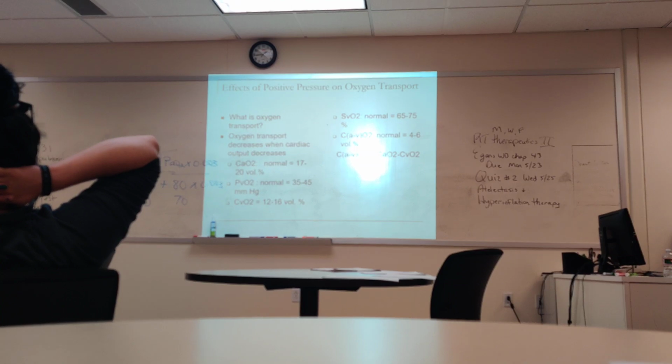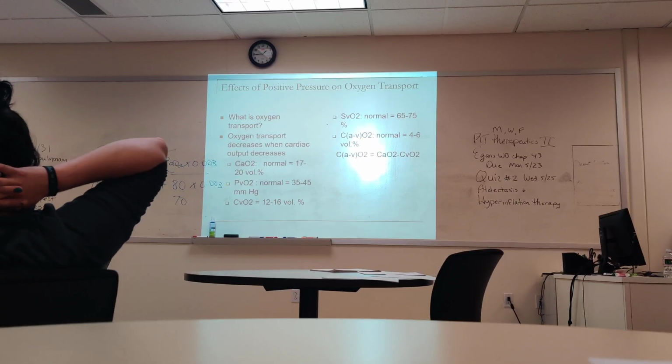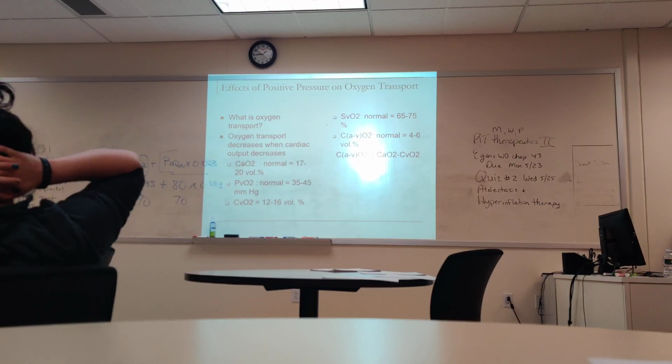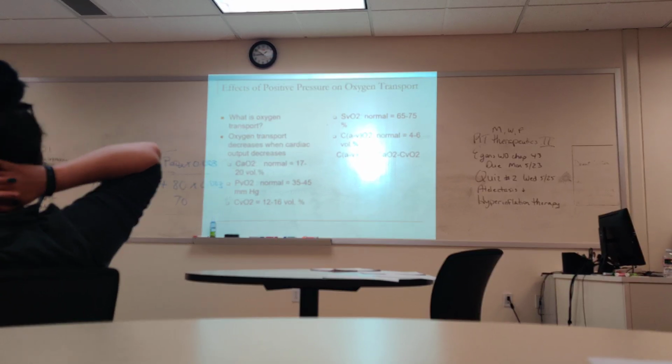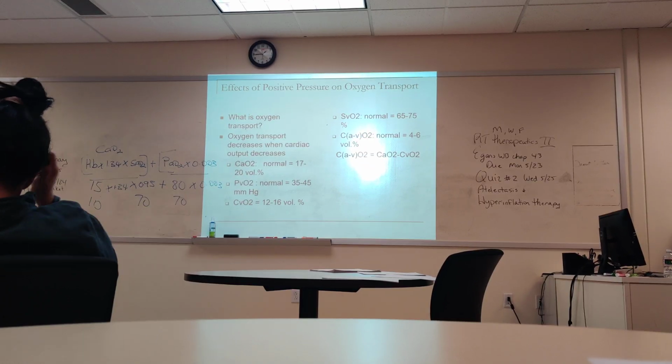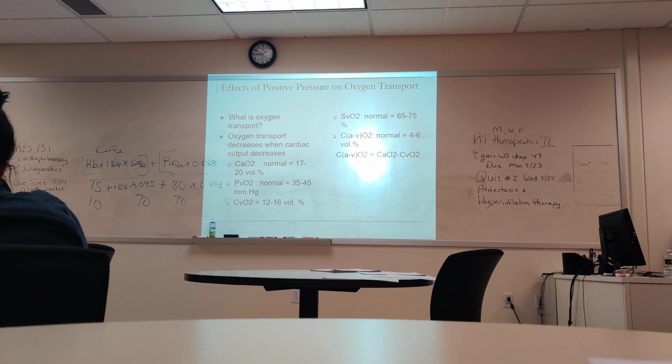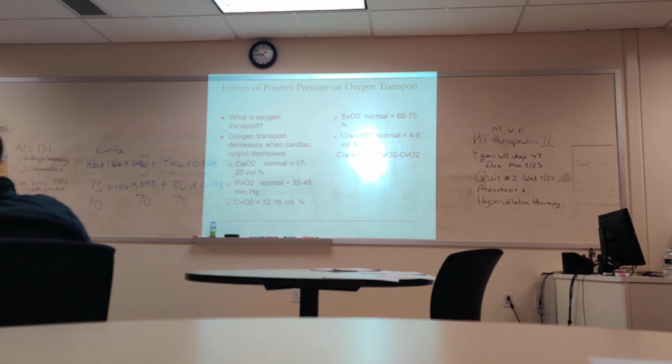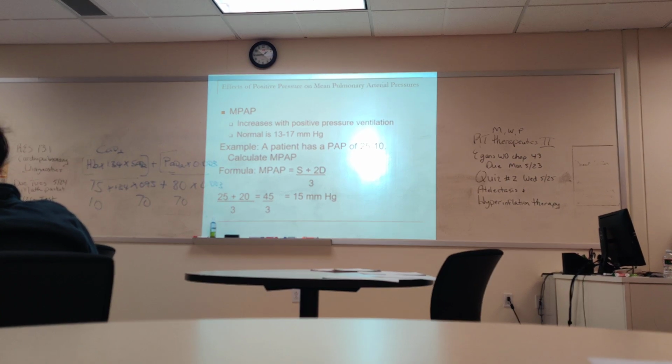One more time, because this is hard for students. When the arterial oxygen content is decreasing, cardiac output is decreasing. When the PVO2 is decreasing, cardiac output is decreasing. Let me back up a little bit, I think I'm moving very fast. Venous oxygen content is decreasing, cardiac output is decreasing. Venous oxygen saturation is decreasing, cardiac output is decreasing. And when the difference is going up, cardiac output is decreasing.